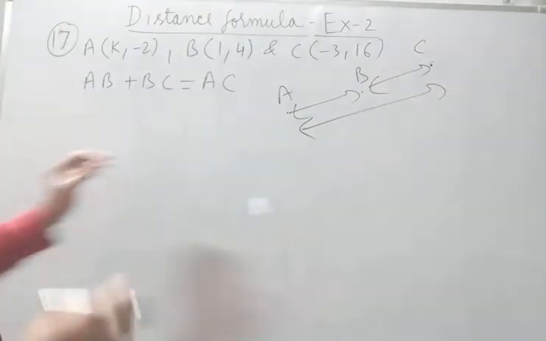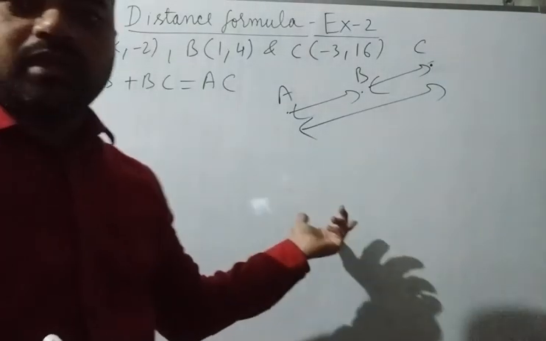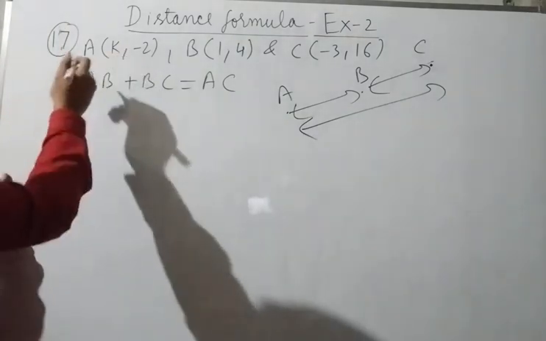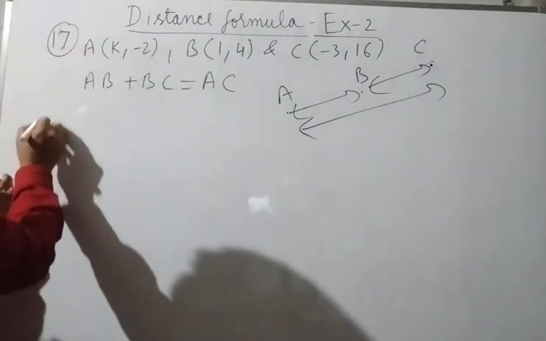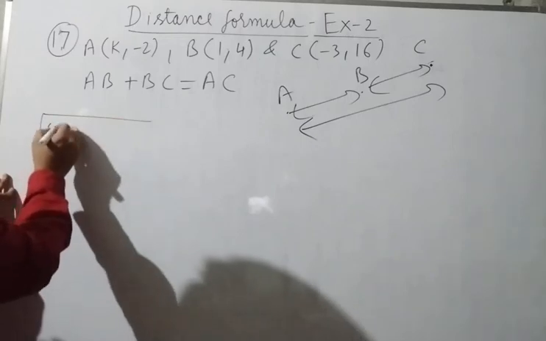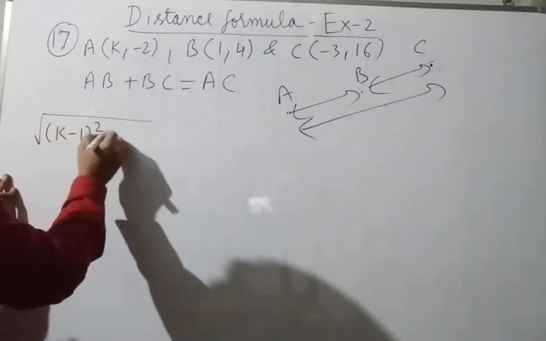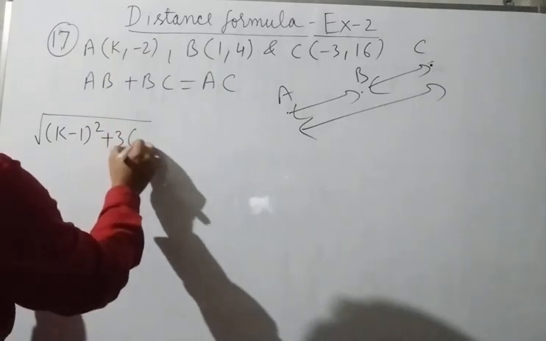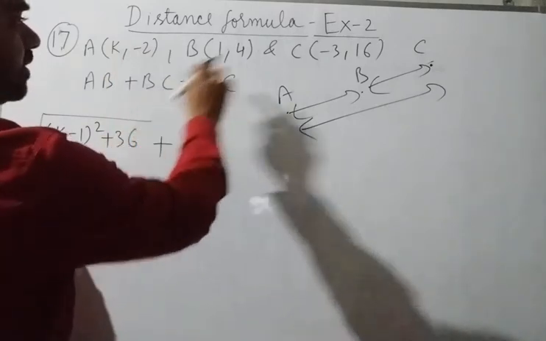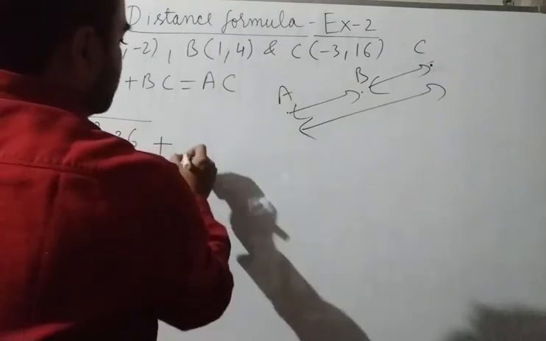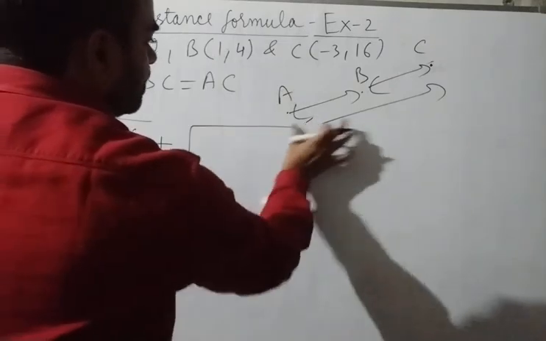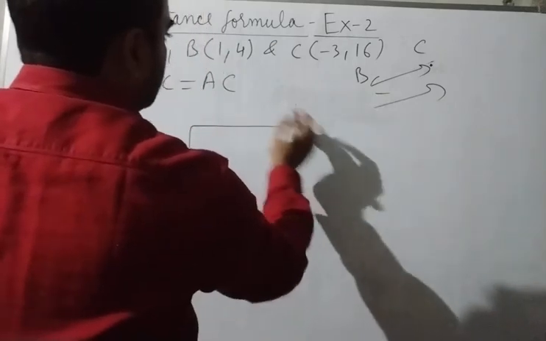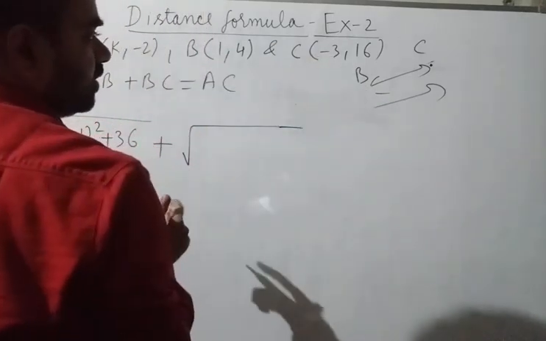Correct? So what is the concept? Again, we will find AB plus BC equal to AC. So AB means root of (k minus 1) whole square plus (minus 2 minus 4), that is minus 6, so that will give 36. Plus BC means 1 minus minus plus 3, that is 4.